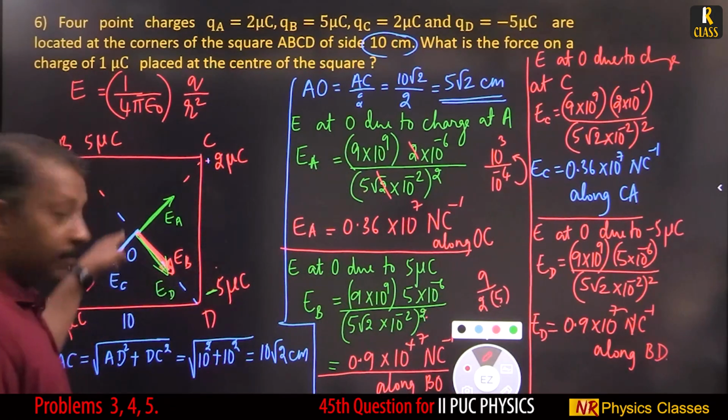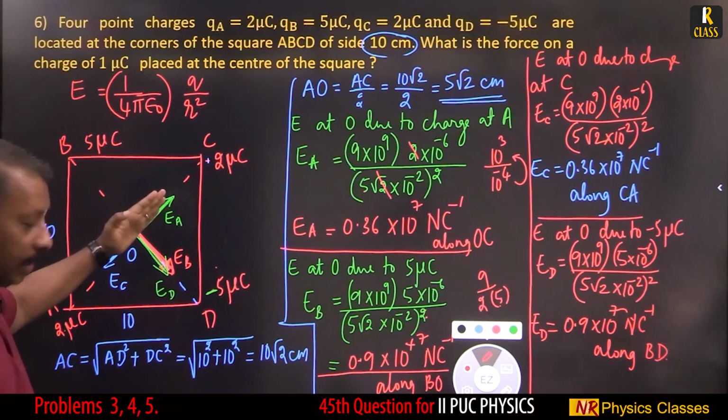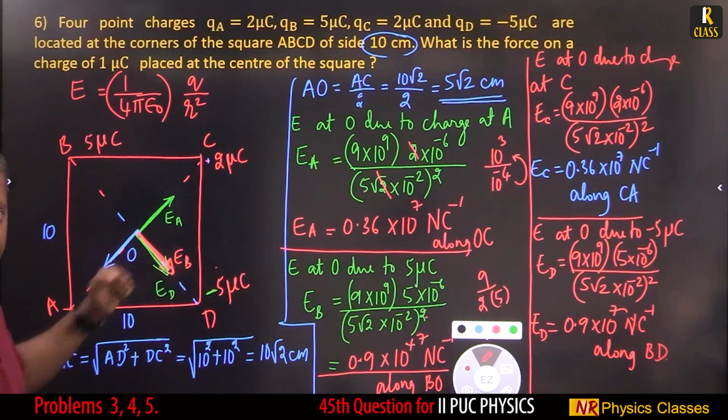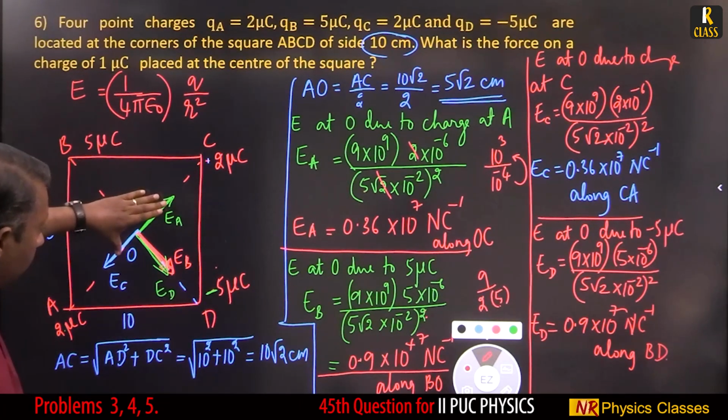Now we have all the electric fields. These two are equal and opposite, therefore they get cancelled. These two are in the same direction, therefore they are added. So next step, let us show that these two get cancelled.